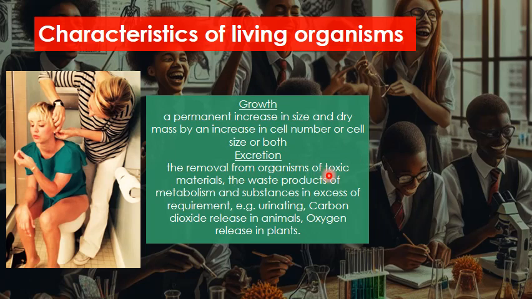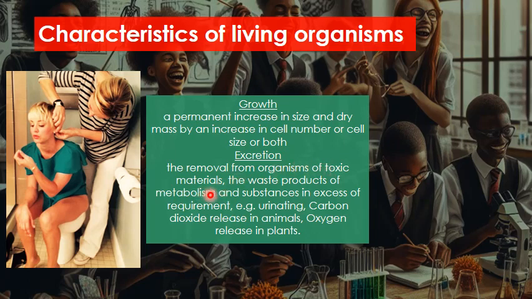But anyway, excretion is the removal from organisms of toxic materials. So the materials that are harmful to the body, that the body doesn't want, those are what we're calling toxic materials, right? They are being removed when you go to the toilet, for example, in humans. Or in animals, they excrete like this, right? So excretion is the removal from organisms of toxic materials or waste products of metabolism. What is metabolism?